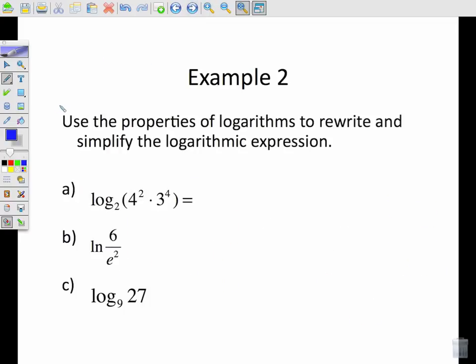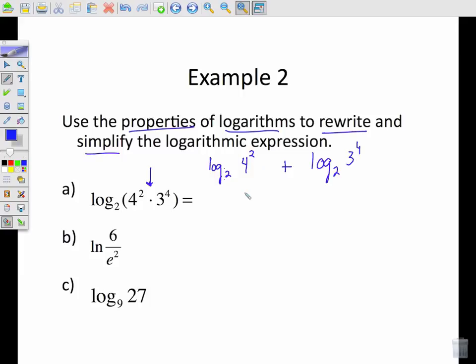What we're going to do right now is look at trying to do some simplifying, expanding and condensing using the 3 properties for today. Use the properties of logarithms to rewrite and simplify. All right, I'm showing here inside this logarithm I've got multiplication. So I can take this and write it as addition. Log base 2 of 4 squared plus log base 2 of 3 to the 4th.